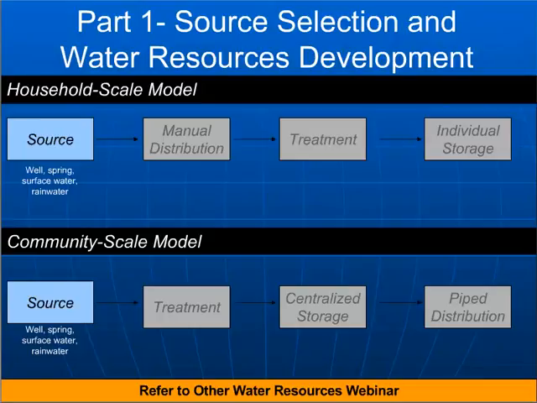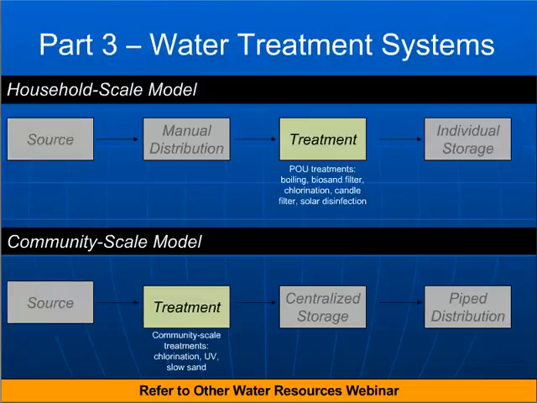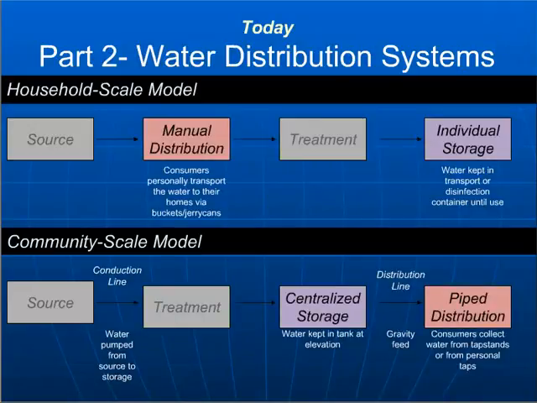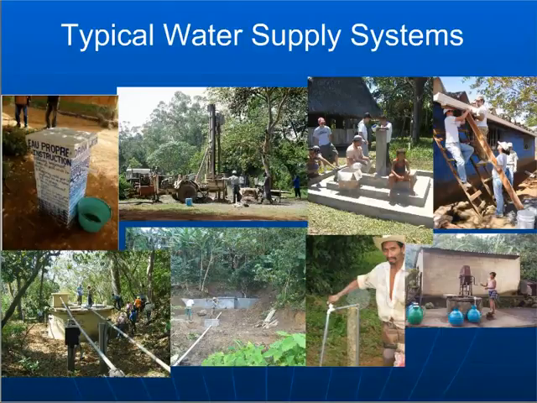As I mentioned before, regarding the source options, the other water resources webinar, part 1 of this 3-part series, will describe that issue. On the treatment side as well, the third webinar in the series on water treatment will discuss those different treatment options, both at the household level and community scale. And then today we'll just be focusing on some aspects of manual distribution and what can be done to improve things on that front, and then also on the community scale with centralized storage and piped distribution.